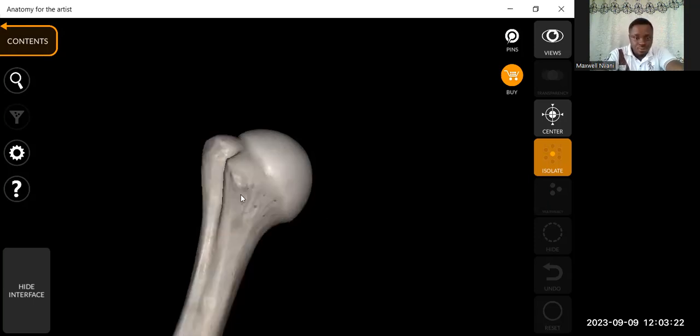So now the junction between the head and the rest of the upper end, this line right here, is the anatomical neck, okay?